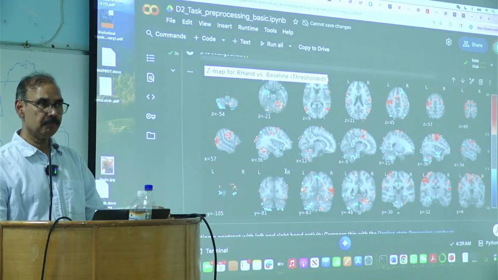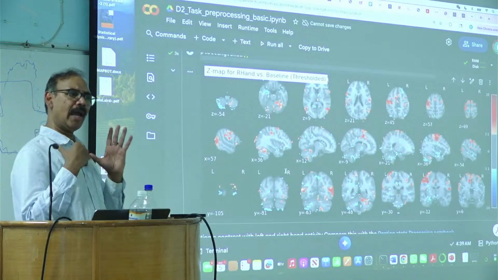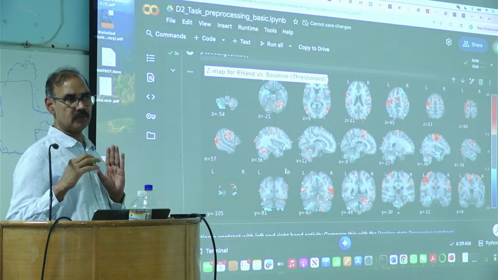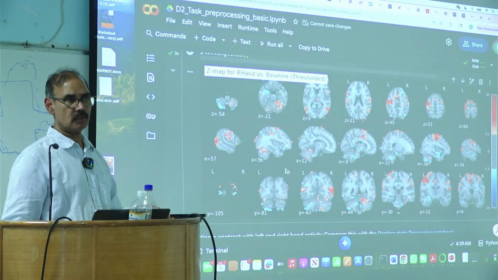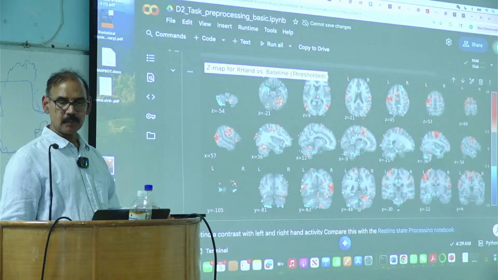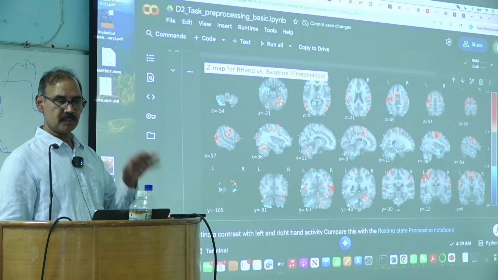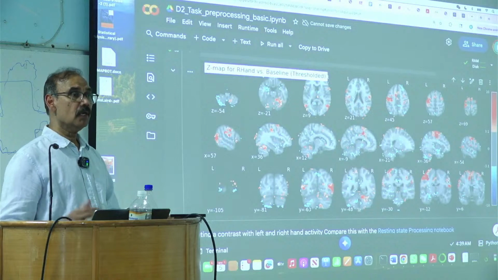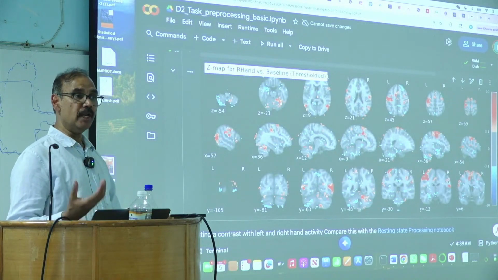Right. But it's not as dominant, so only a small portion. So this is activated, right? Because this is right hand finger tapping. So what I'm saying is some of these that you see is perhaps due to inhibition, right?